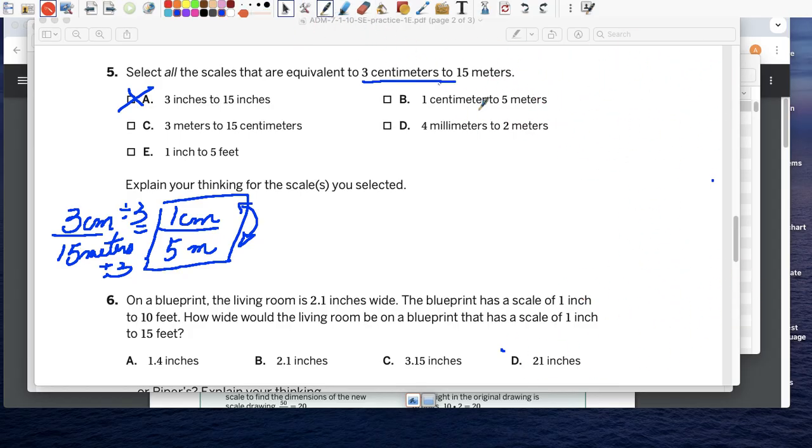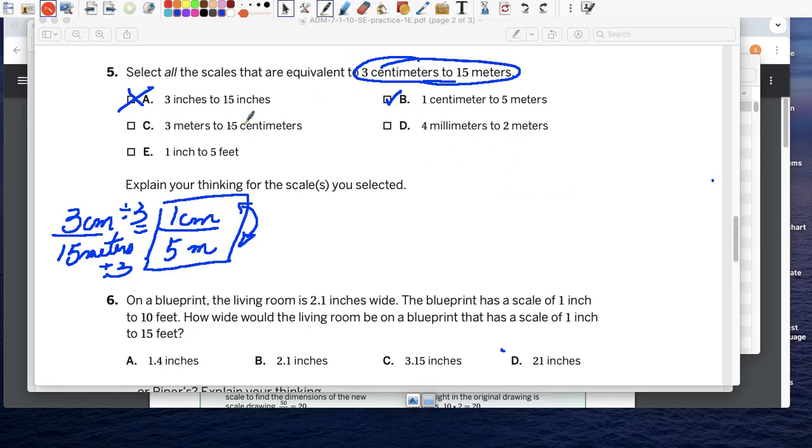And B. Finally, centimeters to meters. So let's take a look at B. B says 1 centimeter over 5 meters. And ding, ding, ding. This scale is the same thing as this scale. We've simplified, so we know that they're the same. So that works.